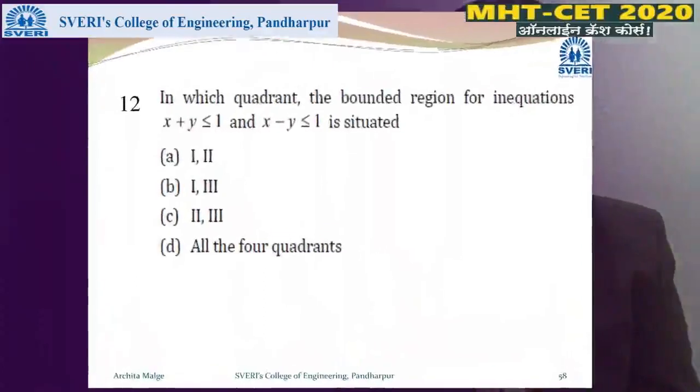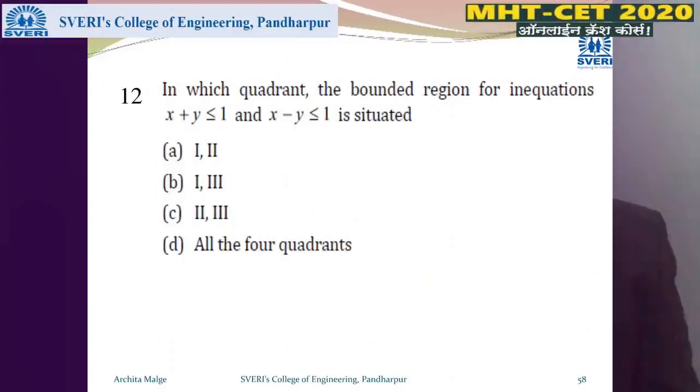Next one, in which quadrant is the bounded region for inequations x plus y is less than or equal to 1 and x minus y is less than or equal to 1 situated? Whether first and second, first and third, second and third, or all the four quadrants. We are going to find out the bounded region for inequations, in which quadrant it comes.